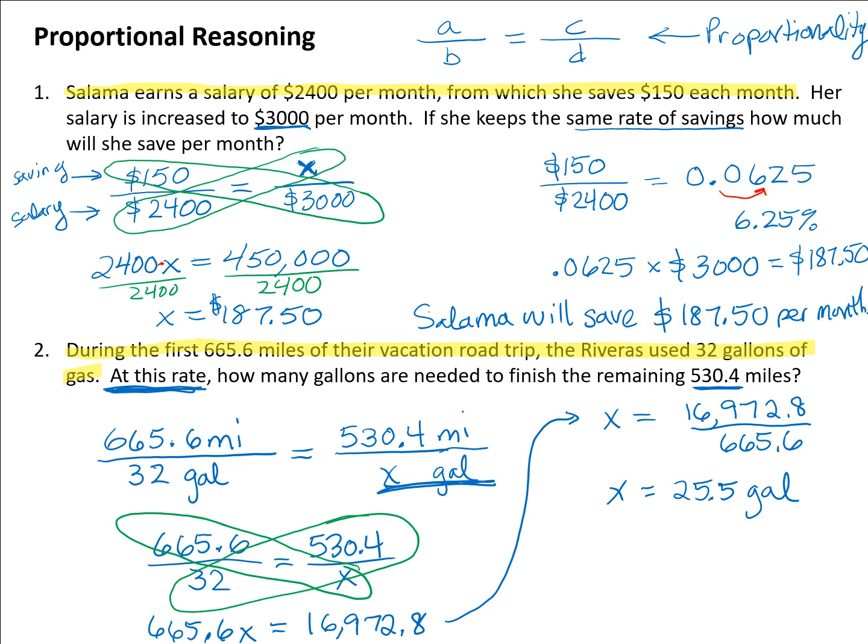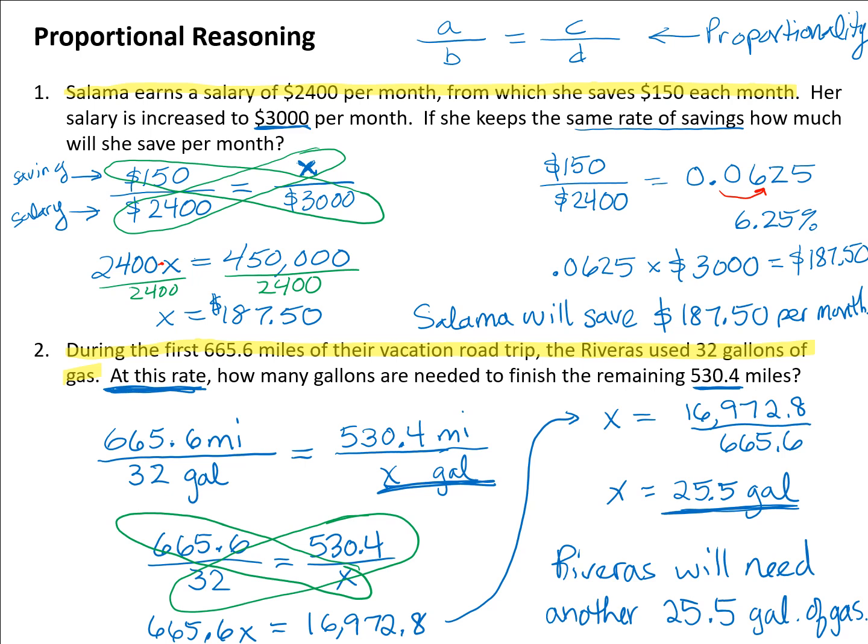The Riveras used 32 gallons in their first 665.6 miles of their vacation road trip. And the remaining trip is actually less miles. So it would make sense that they use less gallons if they're using it up at the same rate. And we do use less gallons. So the Riveras will need another 25.5 gallons of gas to complete the trip.